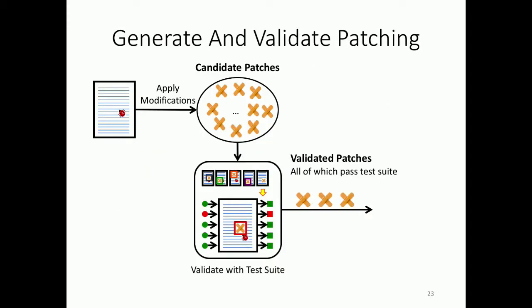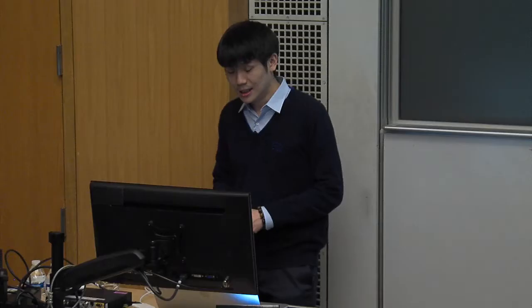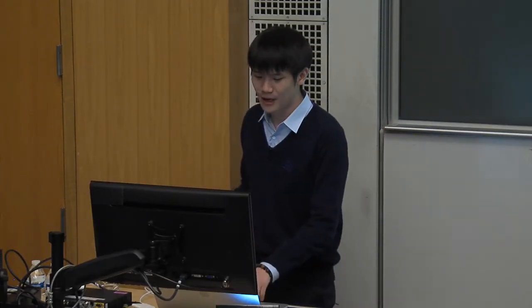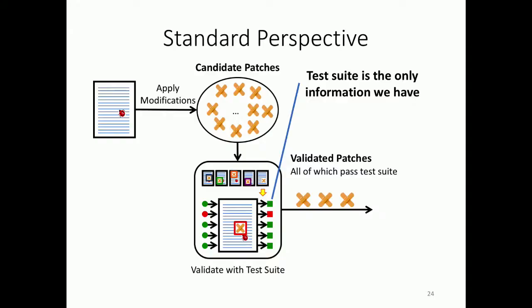So here is the overview of what I just told you. We start with the original program that contains the error. We apply modifications and get a search space of candidate patches. Then after the validation stage, we get validated patches, which all pass the test cases. One thing to note about this framework is that the test suite is the only information we have in the validation stage.